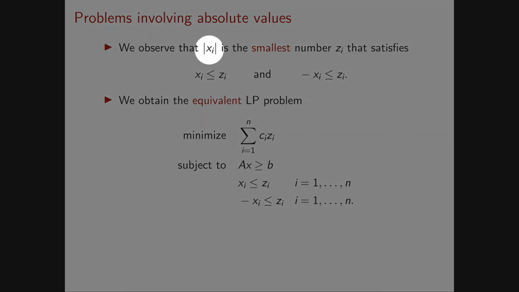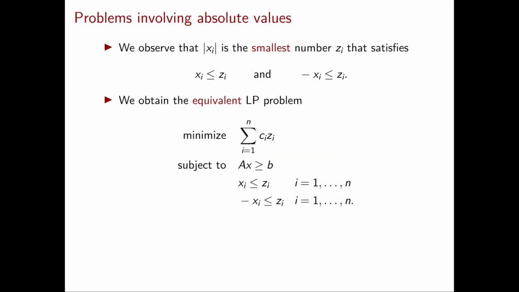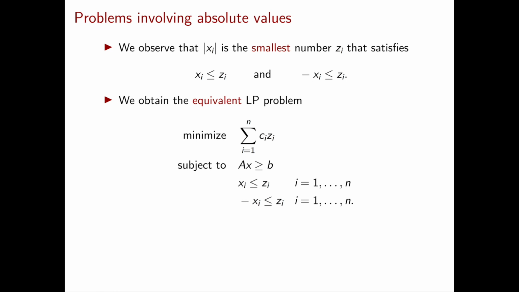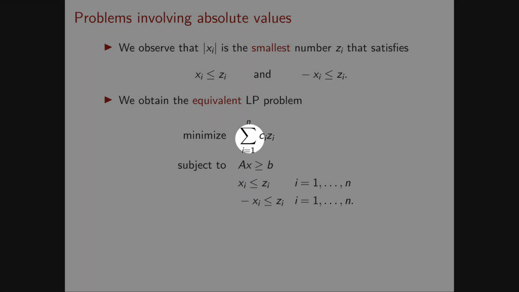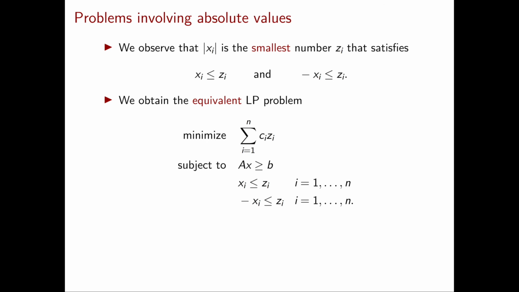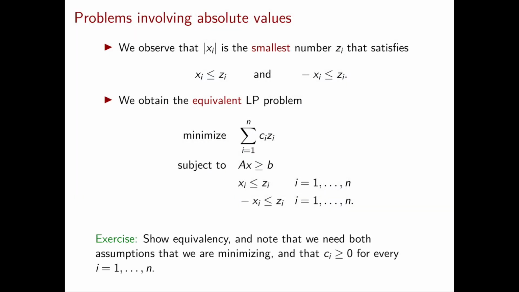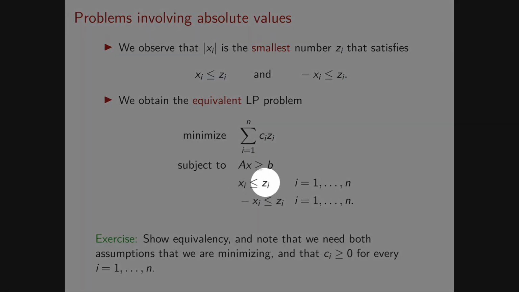So then the absolute value of x_i can be replaced with the z_i in the objective function, provided that we add among the constraints x_i less than or equal to z_i and minus x_i less than or equal to z_i. If you do so, you obtain the following linear programming problem. Minimize the sum of c_i z_i subject to Ax greater than or equal to b, which were our original linear constraints, and x_i less than or equal to z_i and minus x_i less than or equal to z_i for every i. This is a linear programming problem with variables x_i's and z_i's.